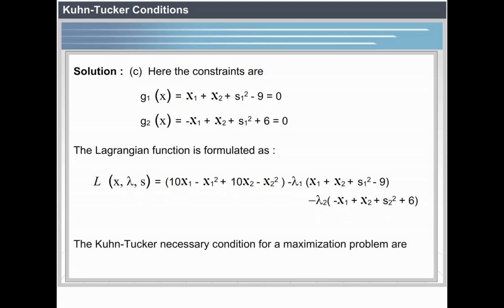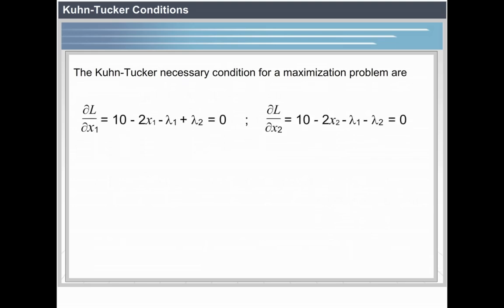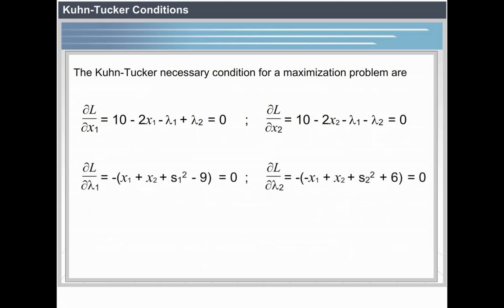The Kuhn-Tucker necessary conditions for the maximization problem are: ∂L/∂x1 = 10 - 2x1 - λ1 + λ2 = 0. ∂L/∂x2 = 10 - 2x1 - λ1 - λ2 = 0. ∂L/∂λ1 = -(x1 + x2 + s1² - 9) = 0. ∂L/∂λ2 = -(-x1 + x2 + s2² + 6) = 0.